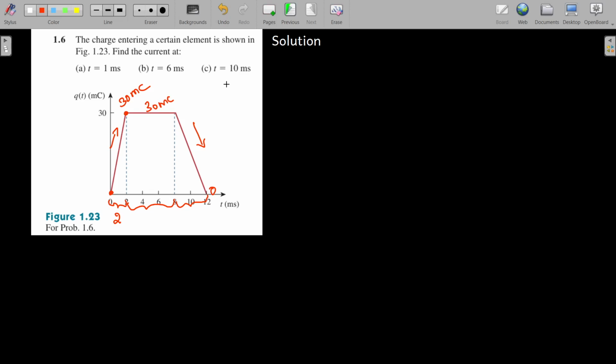Okay, now we solve the problem. For this, we should know the relationship between current and charge. Current is I and charge is Q. The relationship is I is equal to dq by dt, that is, the rate of change of charge.